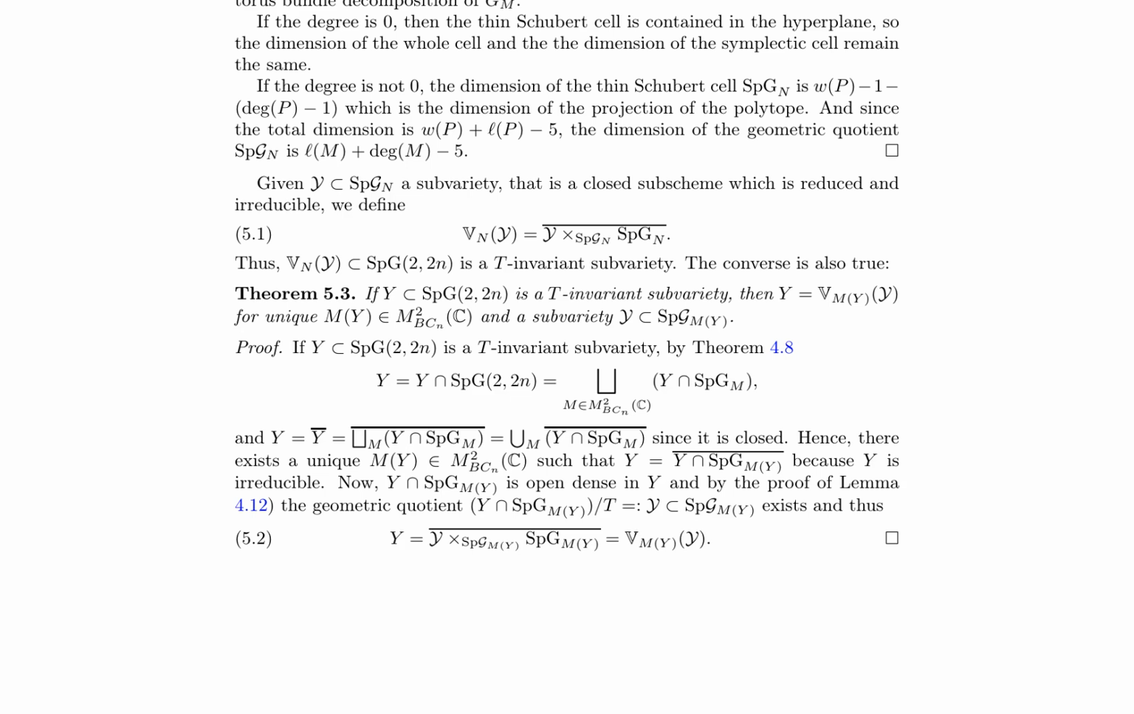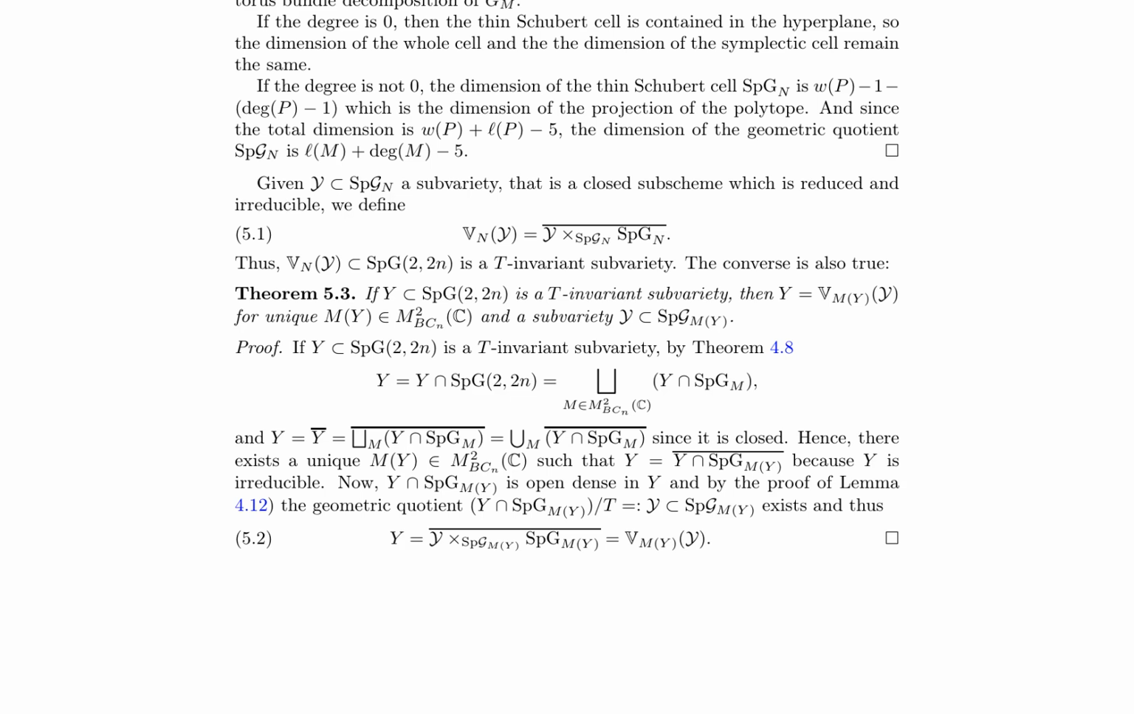The proof of theorem 5.2 relies on the torus bundle decomposition of Gm, and the dimension of the fiber and basis in the torus bundle decomposition. The authors also explain the case where the degree of M is 0, where the thin Schubert cell is contained in the hyperplane.